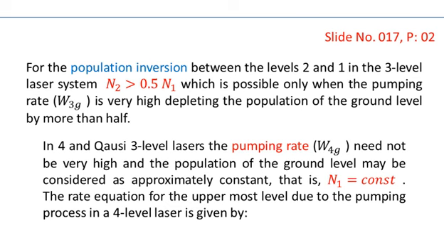For the population inversion between the level 2 and the level 1 in the 3-level laser system, it requires that N2, that is the population in the level 2, should be greater than half of the population in the ground level, that is N1. So N2 should be greater than 0.5 times N1, which is possible only when the pumping rate, which is W3G, is very high, depleting the population of the ground level by more than half.